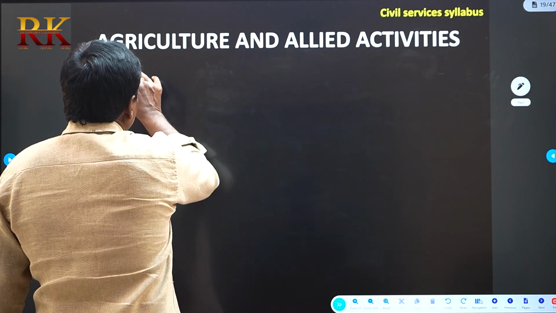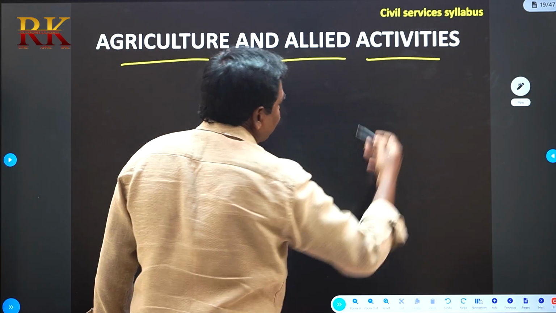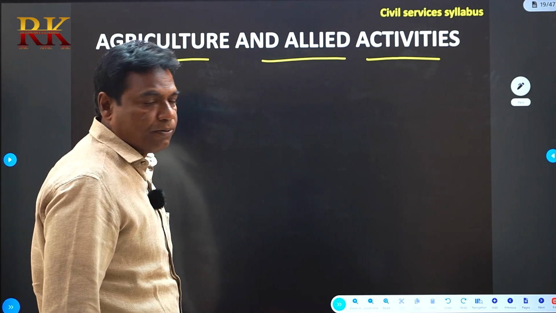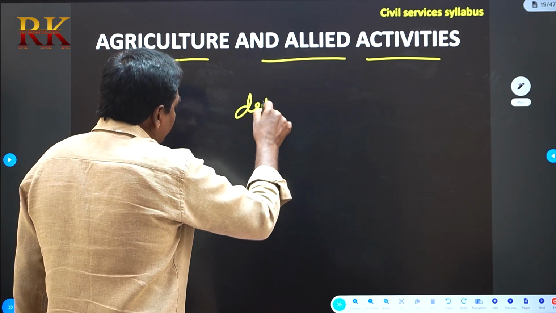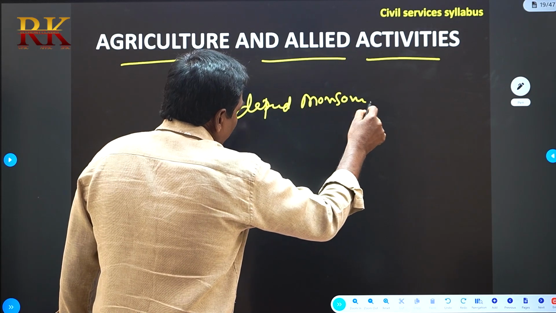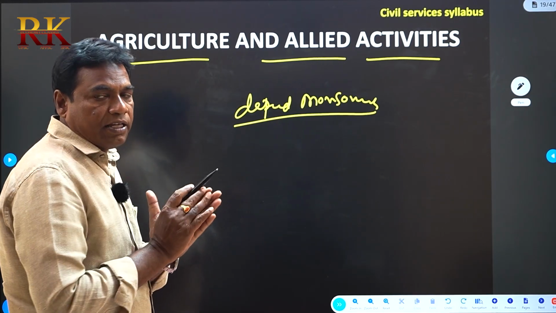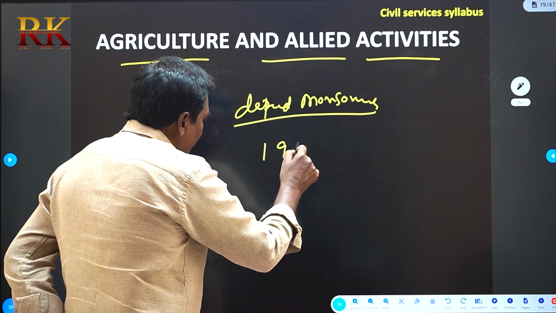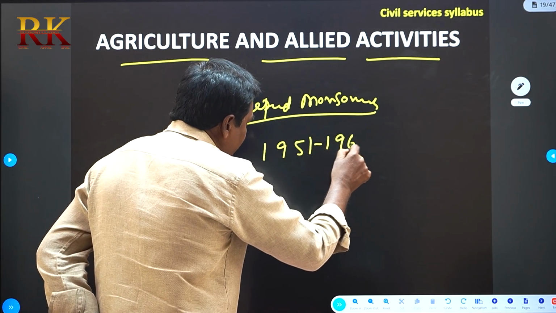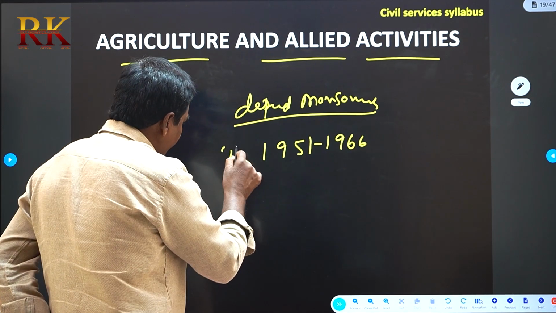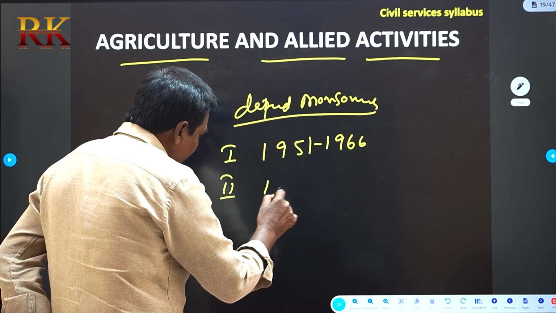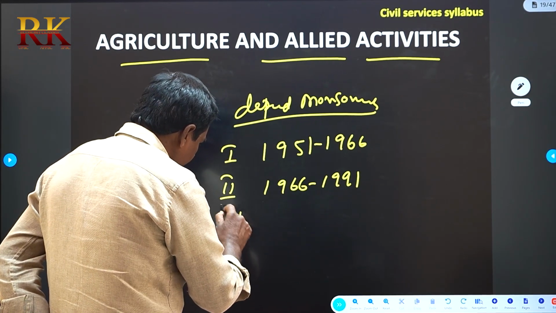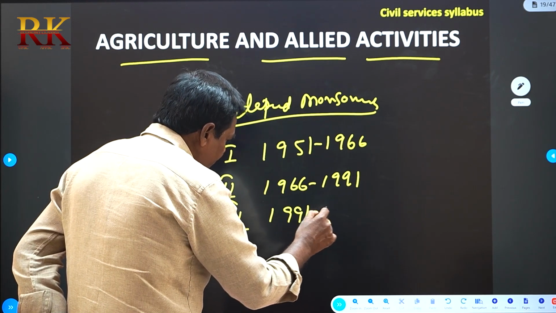Then, other than that, agriculture and allied activities. Agriculture depends upon the monsoons. Indian agriculture has three phases. Number one, 1951 to 1966, that is the first phase. Second phase, 1966 to 1991. Third phase, 1991 till date.